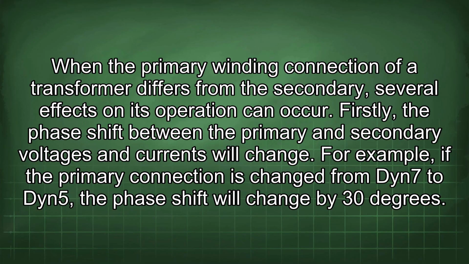When the primary winding connection of a transformer differs from the secondary, several effects on its operation can occur. Firstly, the phase shift between the primary and secondary voltages and currents will change. For example, if the primary connection is changed from Dyn7 to Dyn5, the phase shift will change by 30 degrees.